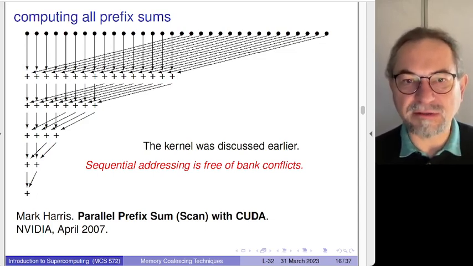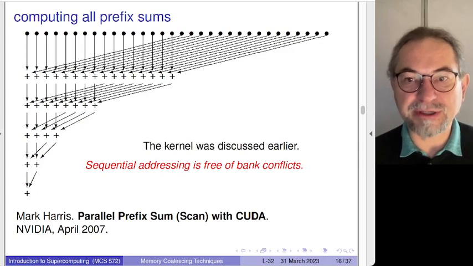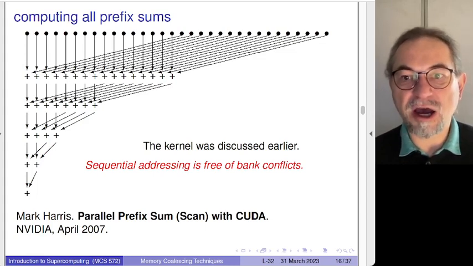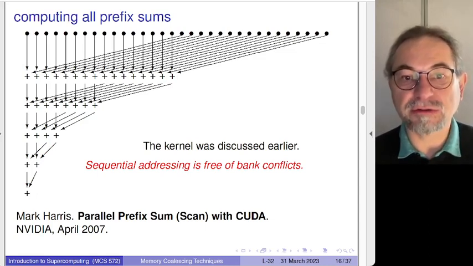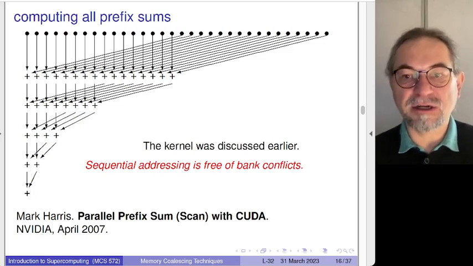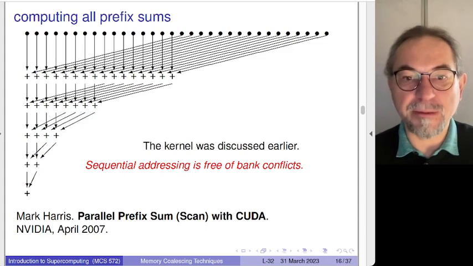So there is the if-else. Only half of the threads each time are collaborating, so the stride is halved in each step. What we do here is sequential addressing. So the ith thread is going to update the ith location in the shared memory.